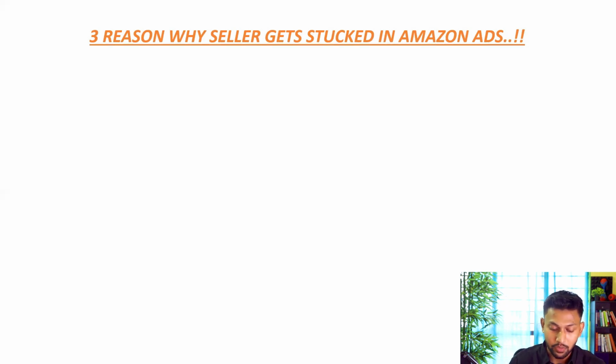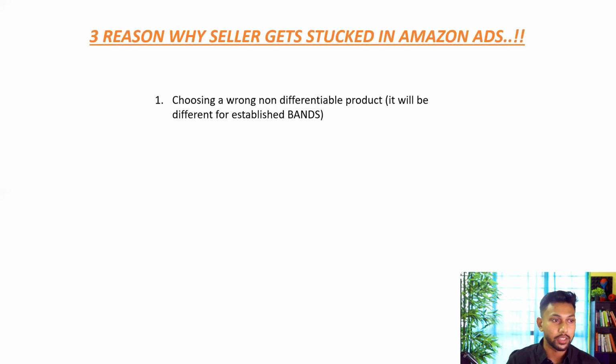Now write down the first reason: choosing a wrong non-differentiable product. It is shown on your screen. It will be different for established brands, because your ultimate goal is to establish as a brand where you can run Google ads, YouTube ads, drive traffic to your own store, the kind of thing we are doing right now. Once you're famous in your niche, you can put a separate budget for advertising only. So the first point, write down: choosing a wrong non-differentiable product.